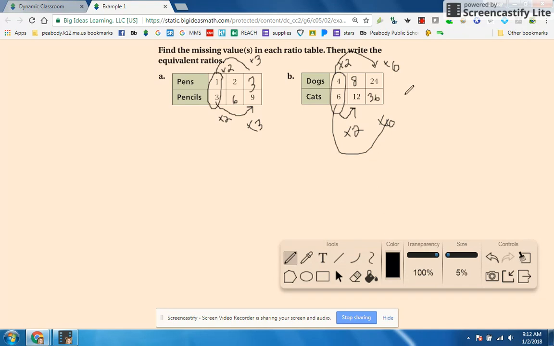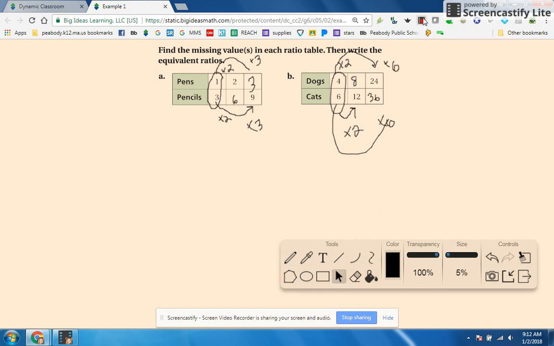So you're just figuring out what you would multiply or divide the original number by to get what they're talking about. So there's always going to be something given. Like here it was 12. We got to figure out what times 6 is 12 and multiply it by the other number. What times 4 is 24 and multiply the other number. Just remember, you always go back to the original.